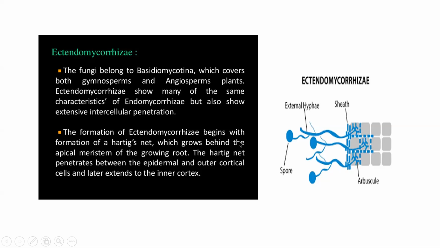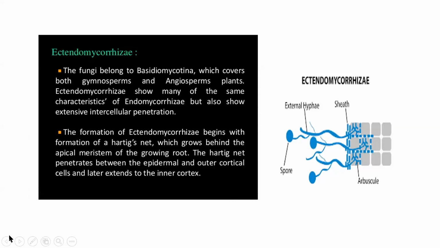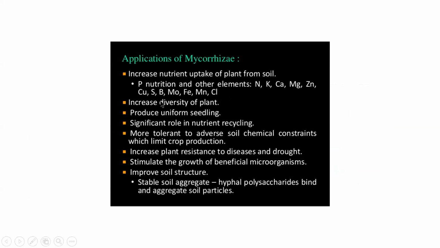The formation of ectendomycorrhiza begins with the formation of the Hartig net, which grows behind the apical meristem, and then it penetrates between the epidermal and the outer cortical cells, and later extends into the inner cortex. So, as in ectomycorrhiza, you have penetration of the fungi in between the epidermis and the cortical cells, and then further on the fungi will also penetrate the cortical cells. That is why it is called ectendomycorrhizal association.